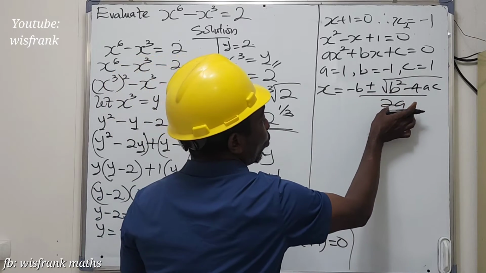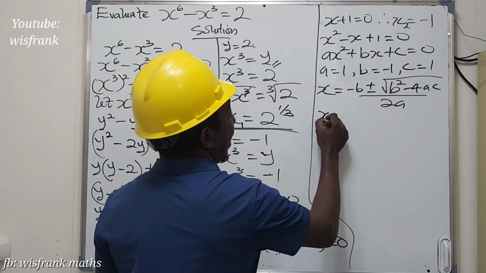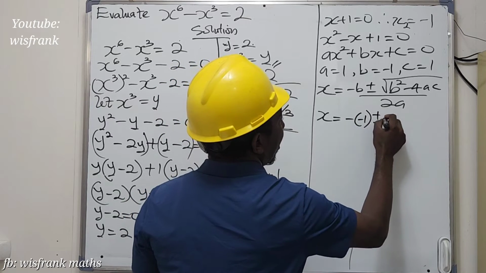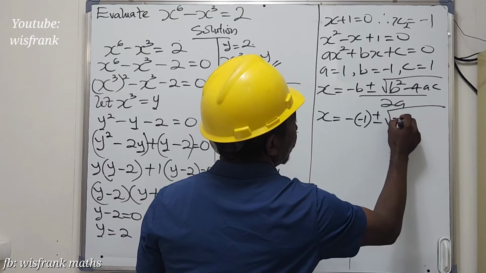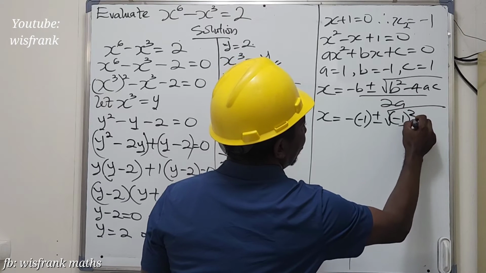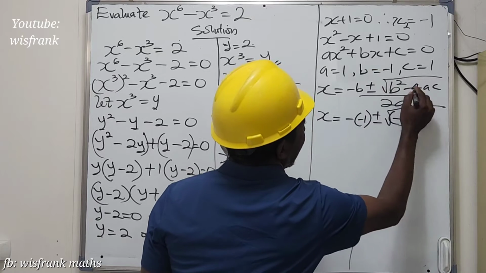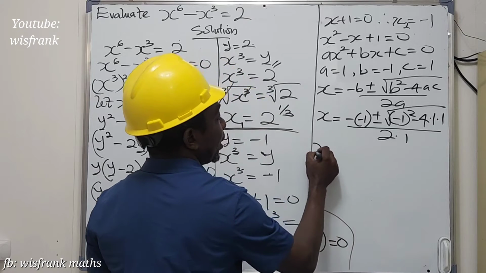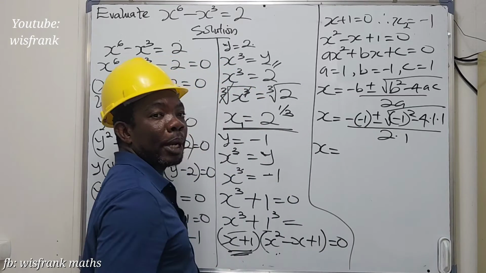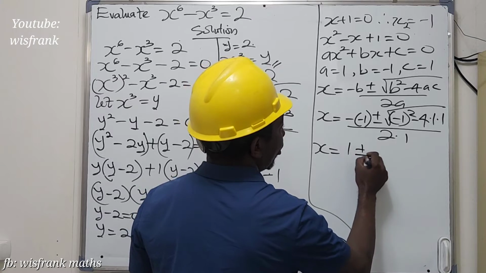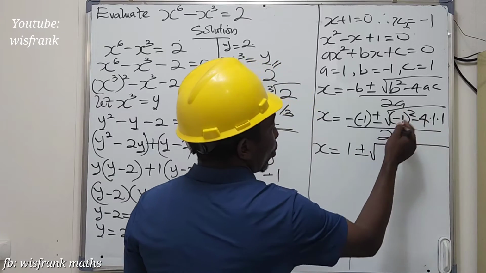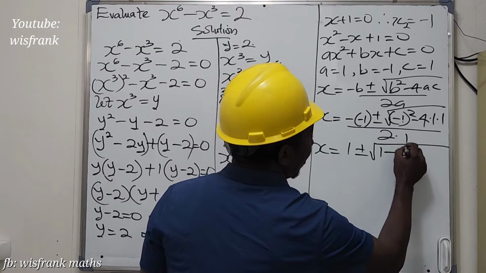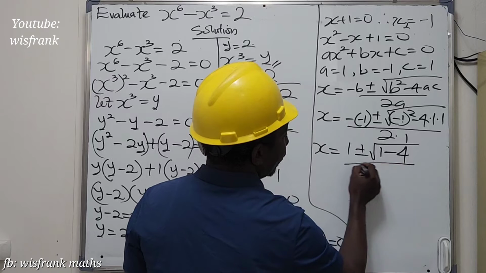Substituting these parameters into the quadratic formula, we have x equals minus of minus 1 plus or minus square root of b squared, which is minus 1 to the power of 2, minus 4 times a, which is 1, times 1, all over 2 times 1. So in this case, our x equals minus times minus 1 is 1. Then we have plus or minus square root of 1 squared is 1, minus 4 times 1 times 1 will become 4. So we have minus 4 all over 2.